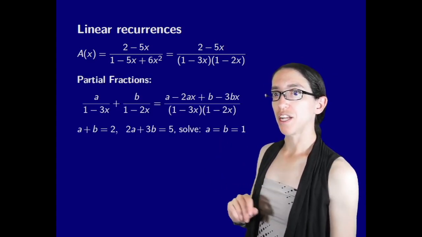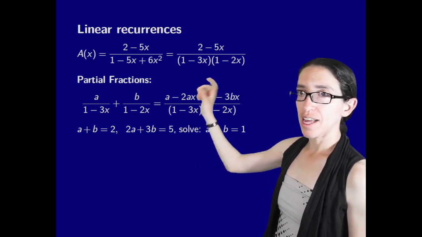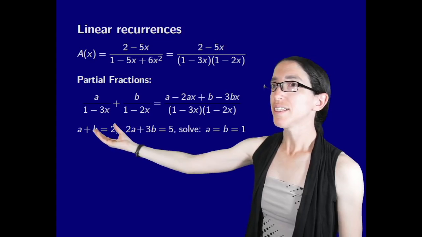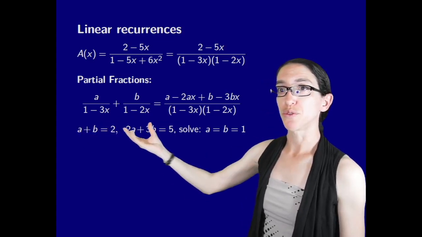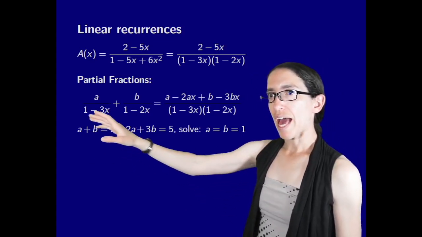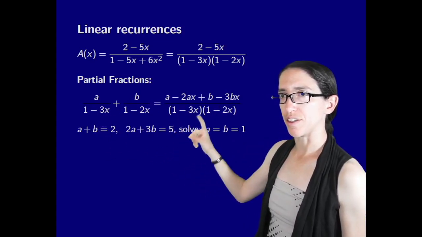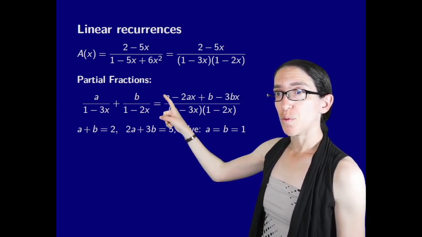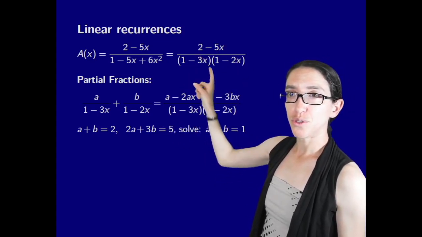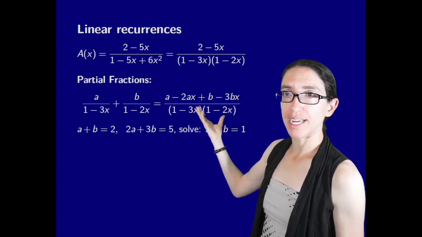Once we've factored the denominator, we can use a method called partial fractions from algebra to write this fraction as some number a over 1 minus 3x plus some number b over 1 minus 2x. This will enable us to use the geometric series formula to re-expand these two terms in a different way. So first let's solve for a and b. If we add these fractions, we get a times (1 minus 2x) plus b times (1 minus 3x) on the top, divided by the product, and what we get on the top should match 2 minus 5x. So we should get that a plus b is 2, and 2a plus 3b is 5, so that we match the coefficients of x and of 1.